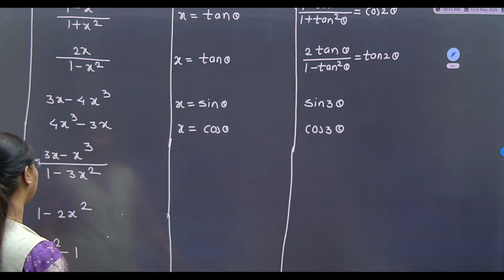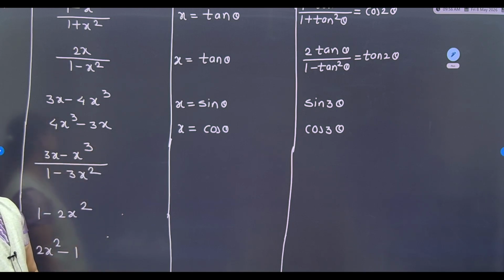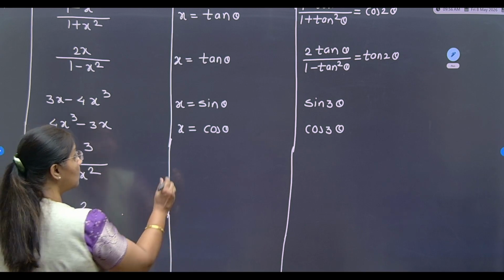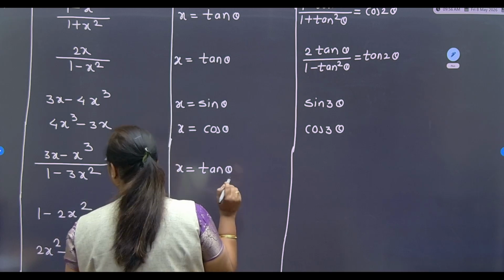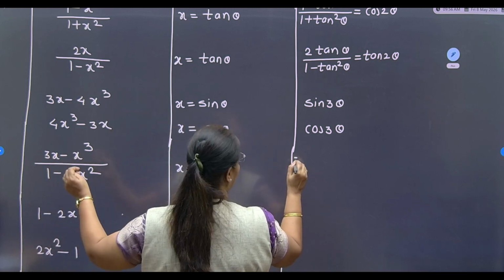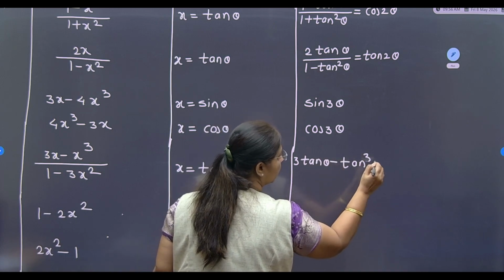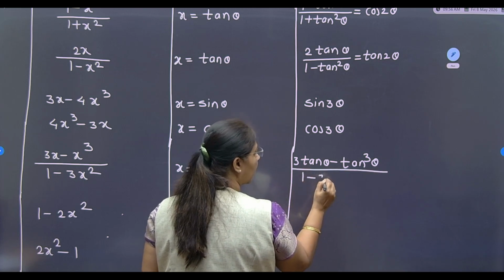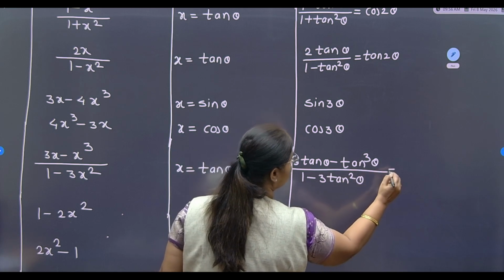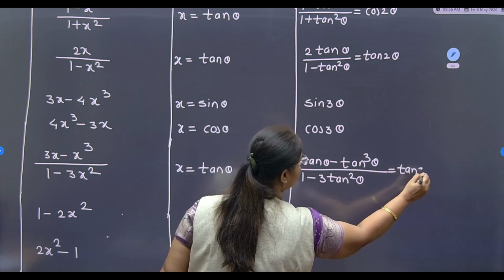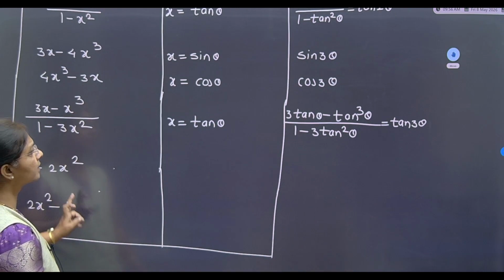Triple angle formula. Next, 3x minus x cube upon 1 minus 3x square. Put x is equal to tan theta. Therefore here we get 3 tan theta minus tan cube theta upon 1 minus 3 tan square theta, and this is a formula of tan 3 theta, triple angle formula.